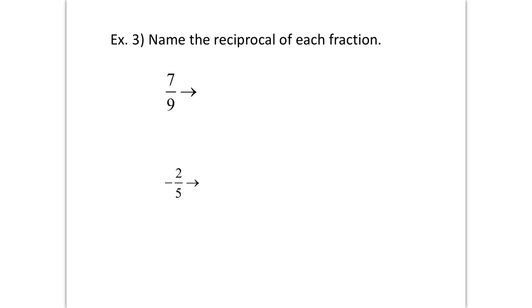And just to emphasize a little bit more on reciprocals, I'm going to write down the reciprocals for these two fractions. So 7 over 9, the reciprocal is 9 over 7. You just turn the fraction upside down. And for the next one, negative 2 over 5, first of all, I keep the negative because it says reciprocal. It doesn't say opposite, it's just reciprocal. Keep the negative and turn the fraction the other way. So negative 5 over 2.